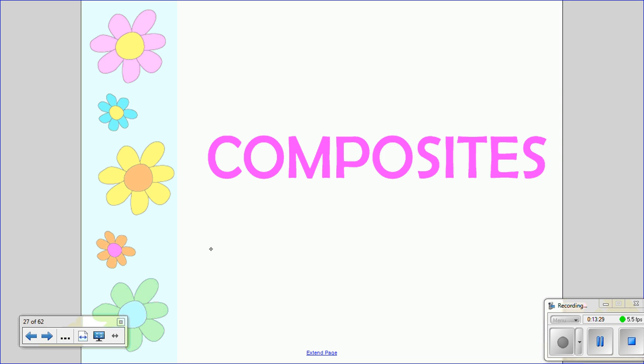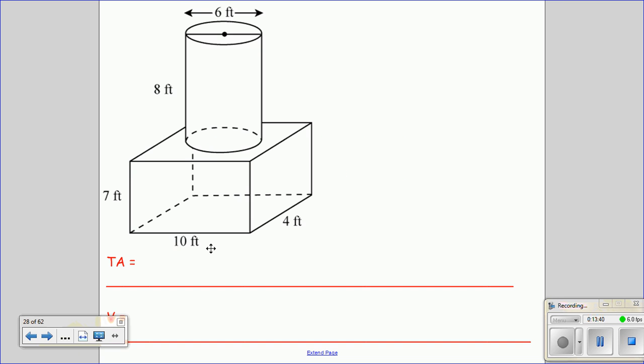Now we're going to talk about composites. Composites are taking multiple shapes and putting them together to make one new shape. So on this composite, we have a cylinder and a prism.